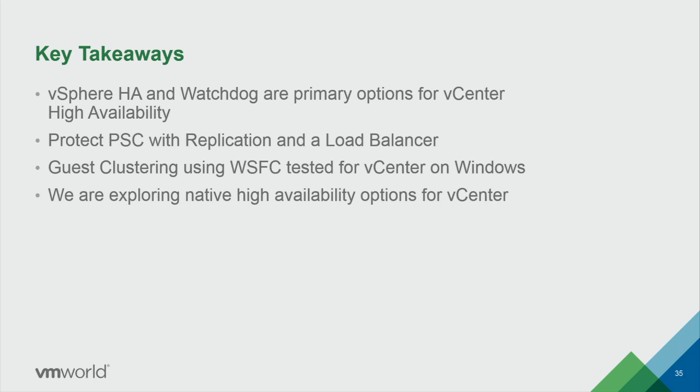So the key takeaways from the session, I'm going to wrap up. This is sort of our last slide. So the key takeaways are, vSphere HA and Watchdog are the primary options today for protecting vCenter. vSphere HA protects against host and hardware failure, and Watchdog helps you with protection against application failures. So Watchdog plus vSphere HA is the recommendation. You also have other options for Windows, such as Microsoft clustering, which we discussed, and fault tolerance that we discussed, but this is our primary recommendation.